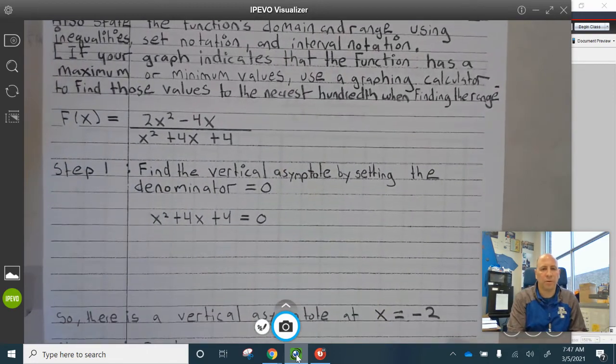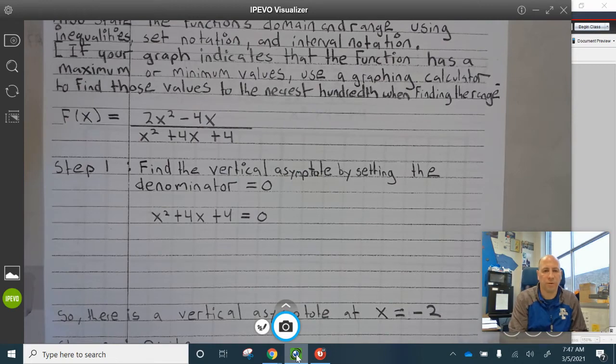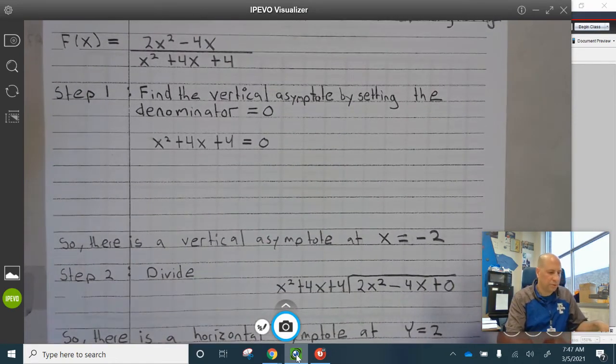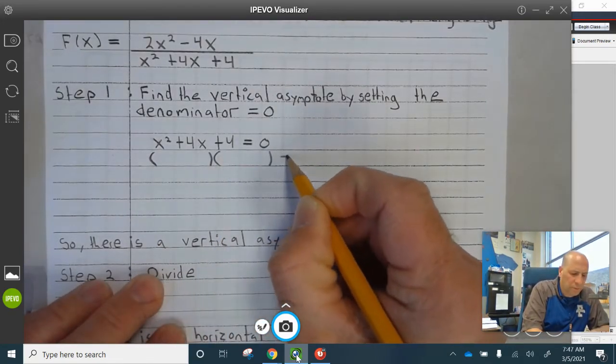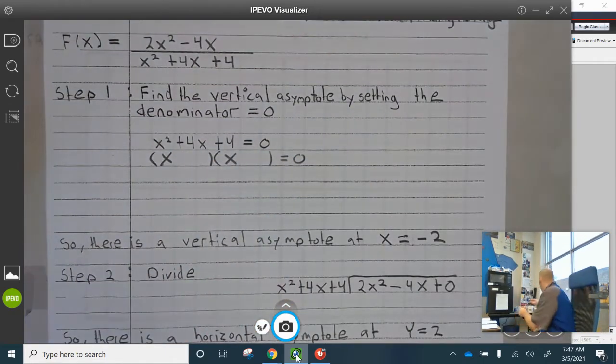All right. So we have f of x equals 2x squared minus 4x divided by x squared plus 4x plus 4. Find the vertical asymptote by setting the denominator equal to 0. Okay, so we set the denominator equal to 0. We're going to factor and solve. Okay, we know that x and x makes x squared.